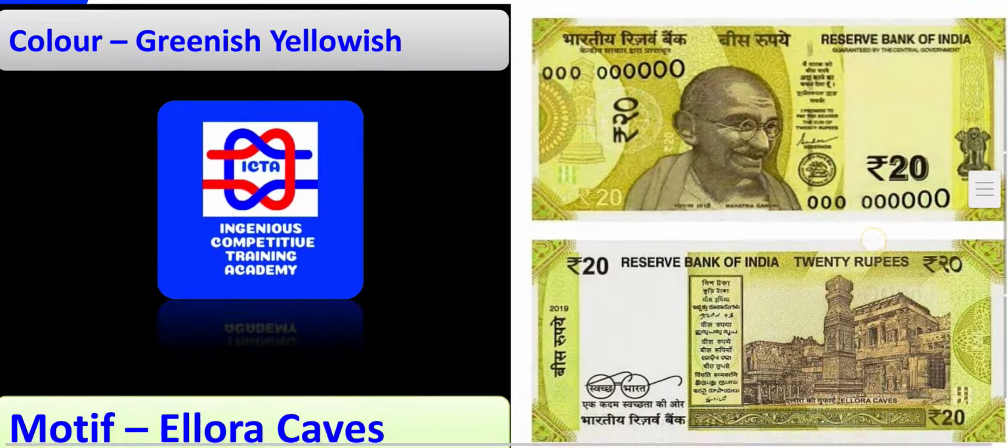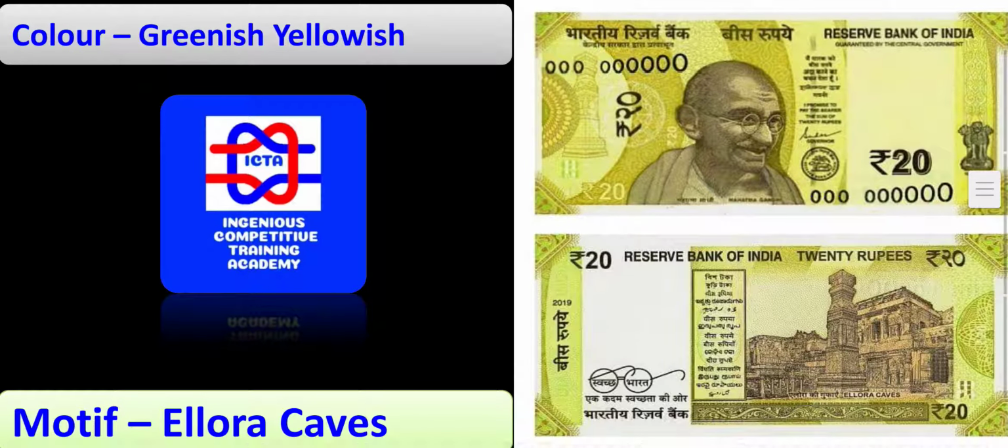This is one thing you have to remember: the script written is Devanagari, and you can see everything has been written in 15 languages, on the 20 rupee note like that. So all details have been written, and the color of this 20 rupee note is greenish yellow. This is how the features of the 20 rupee note are. The motif is the Ellora caves.